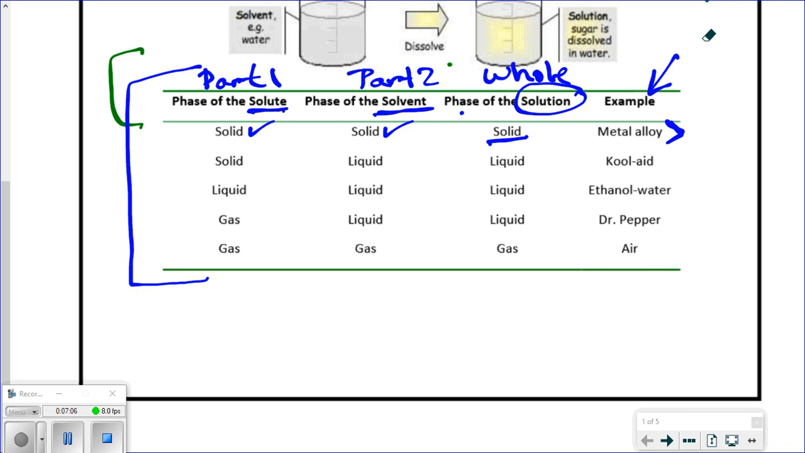And what you're going to find is the phase of the solution is the same as the phase of the solvent. Okay, so I'll give you some examples here. If the phase of the solute is a solid and the solvent is a liquid, this is the same as our sugar and our water, right? An example of that would be Kool-Aid, but you notice the overall phase is still a liquid.